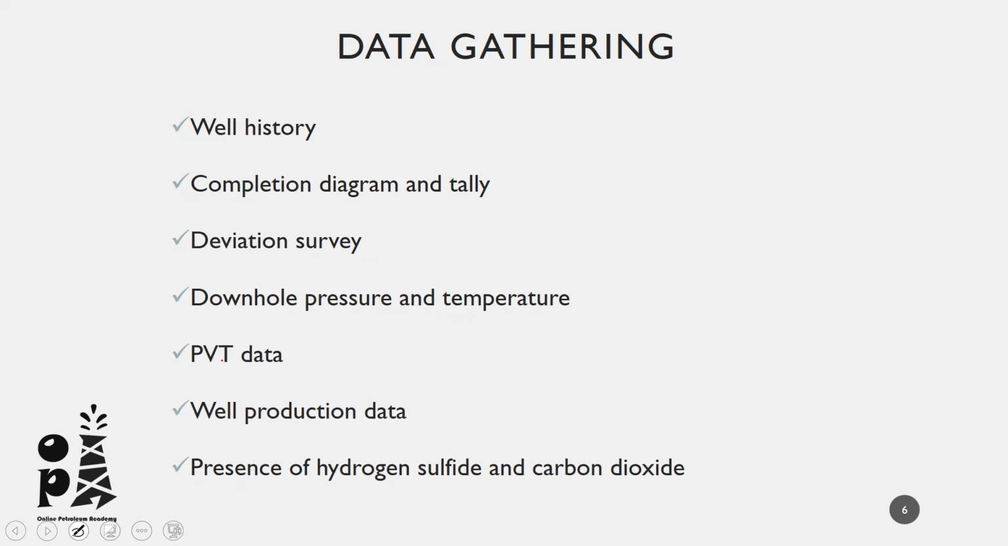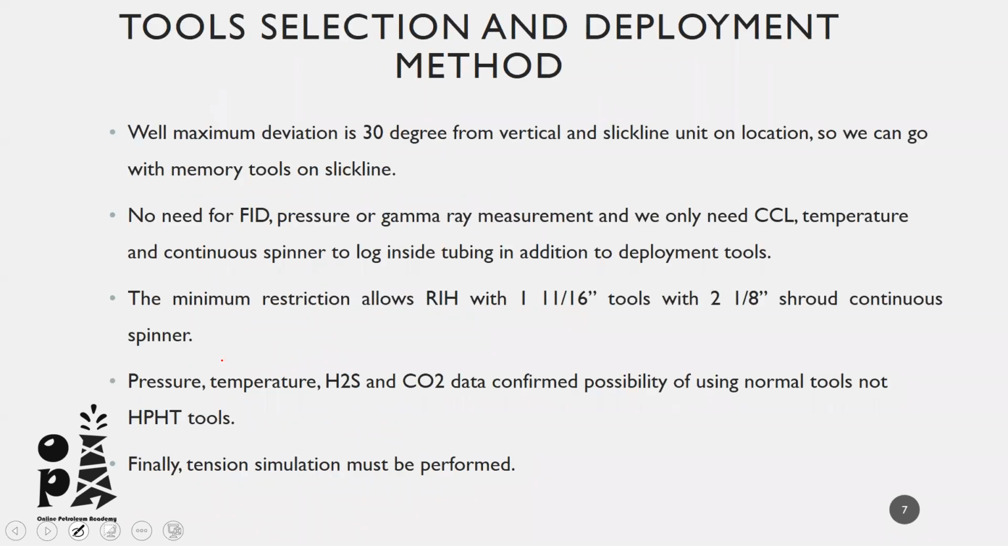After gathering all the data, you now have the objective of your BLT and all the data of your well. You can now easily design your BLT string and deployment method. From the data gathered, our well is less than 30-degree deviation, and we have a slickline unit on location, and offshore platforms sometimes are limited in space and capacity. So you can go with your BLT on a slickline, especially that you don't need well stability or real-time data.